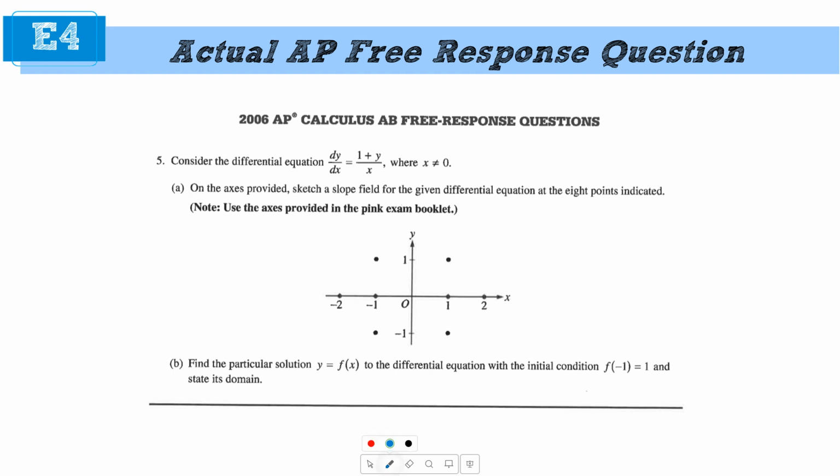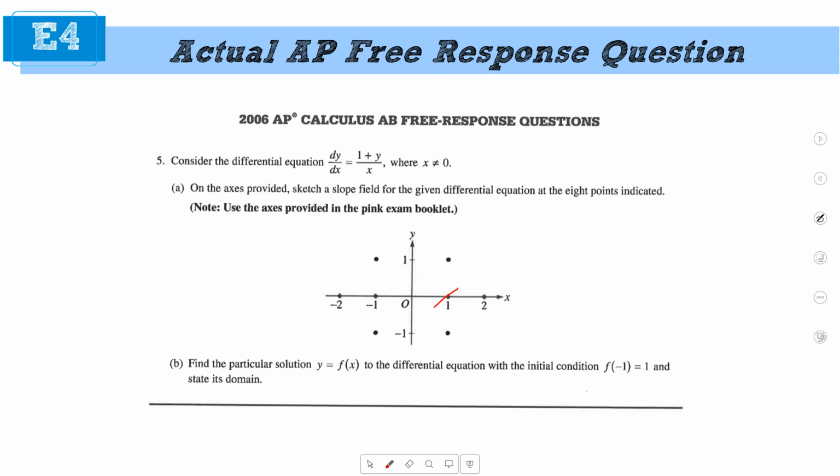Question number 1. Why do they not ask you to draw any dashes on the y-axis? Say again? X can't be 0, so there's an asymptote. Very good. X cannot be equal to 0, so they don't even waste your time with it. What if x is at 1, 0? What's the slope? 1.